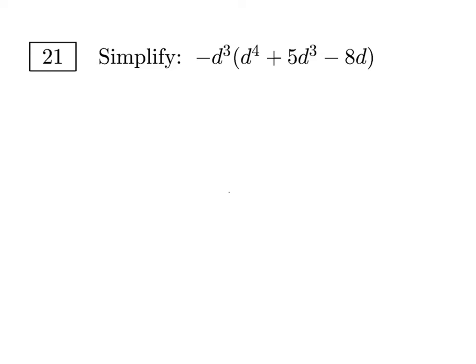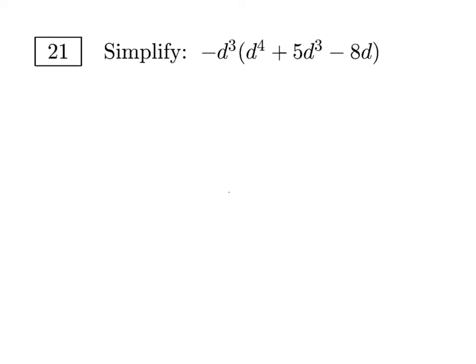All right, for 21, we have to distribute. So I have negative d to the third times d to the fourth. That's going to be d to the seventh.